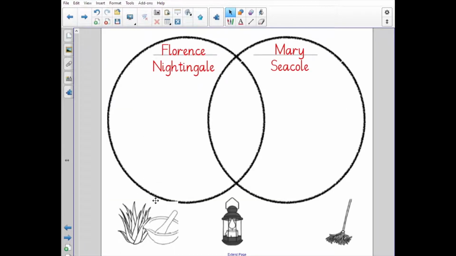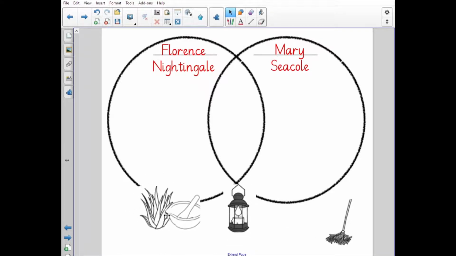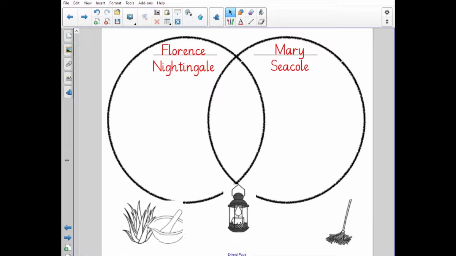So here is the Venn diagram. And what I've done is I've written on the nurses' names. That's a really good idea. I'd like you to do that as well. Florence Nightingale and Mary Seacole. Remember the capital letters for their names and also to spell them properly. So just a few things here as an example. I've got some herbal remedies, some medicines. I've got a lamp and I've got a mop.